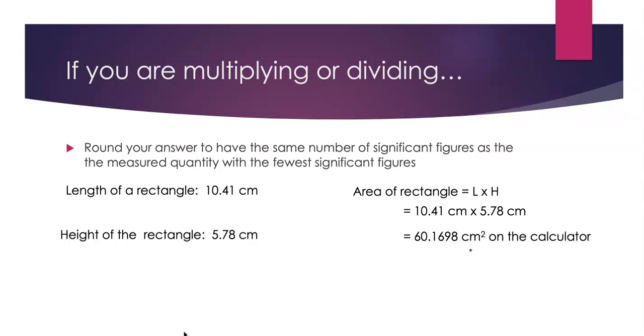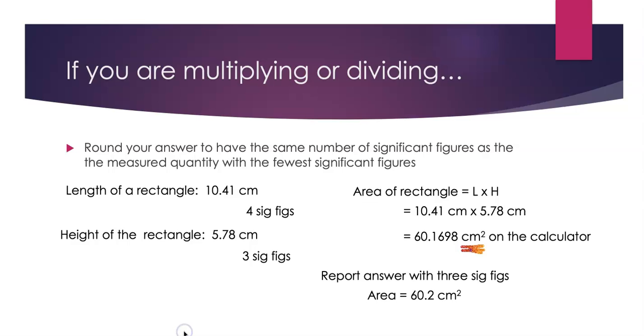But I can't report my answer like that, because that's implying again that I have a ruler that was going out to thousandths of a centimeter. That's just not what we had. It only went to a tenth. So when we're multiplying and dividing, we have to do this based on fewest sig figs. The length had 4 sig figs, and the height had 3 sig figs. 3 is smaller than 4, so I can only have 3 sig figs in my answer. I'm going to report it as 60.2 centimeters squared. Watch those units: centimeters times centimeters gives me centimeters squared.